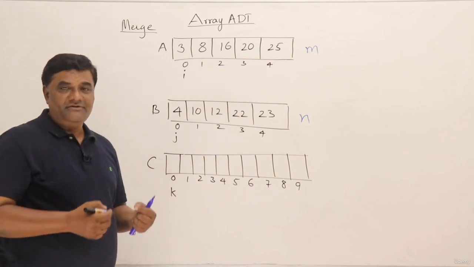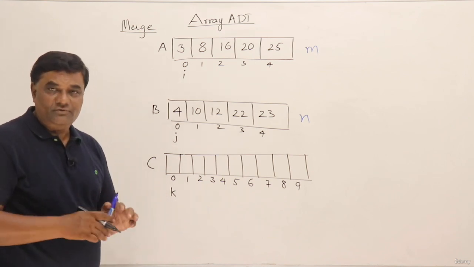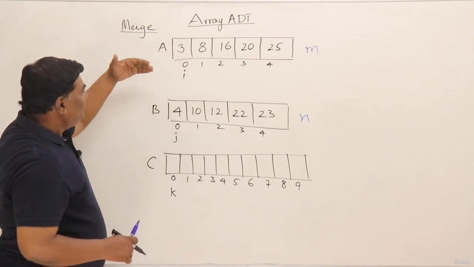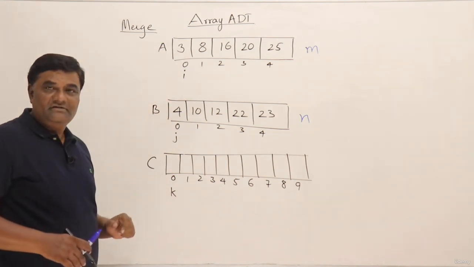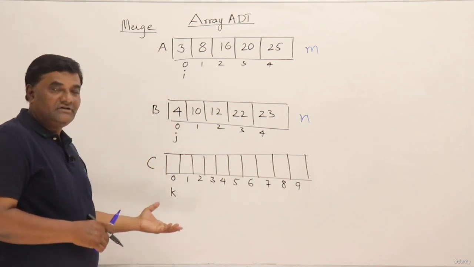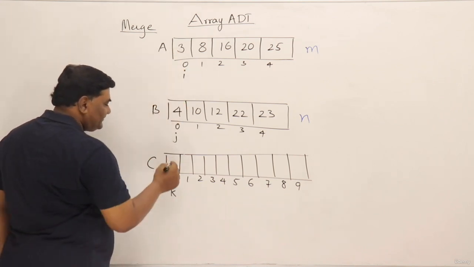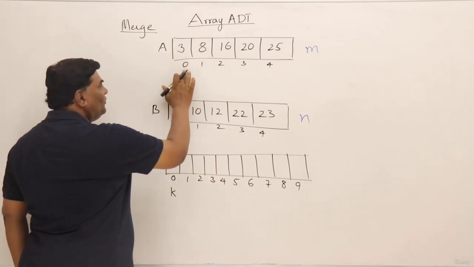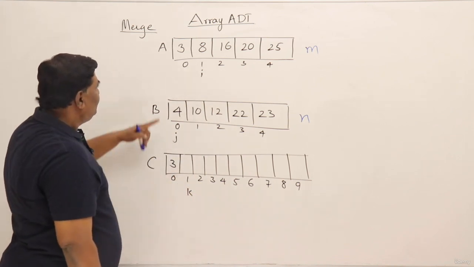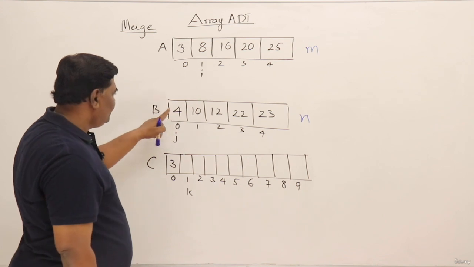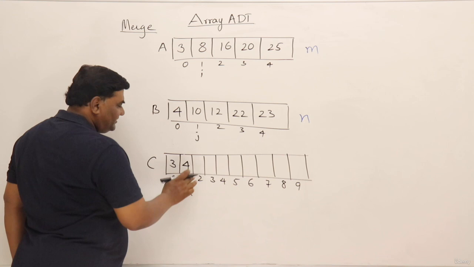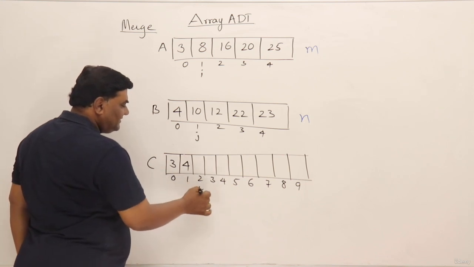Now the procedure we perform is a repeating procedure. So what we have to do? Compare A of I with B of J. Whichever is smaller, copy that one here. If A of I is smaller, copy it. If B of J is smaller, copy that one. So right now A of I is smaller, so copy this one. Then move I to the next element and move K to the next element. Then compare A of I with B of J. Now B of J is smaller, so copy this element 4 and increment J and increment K.